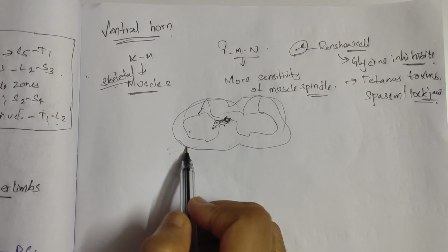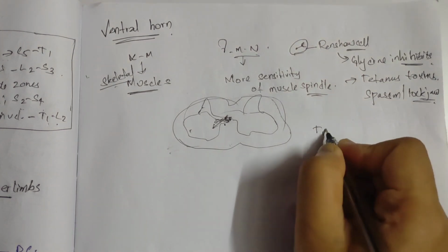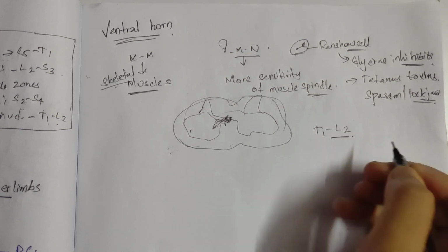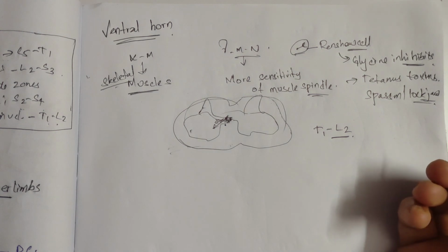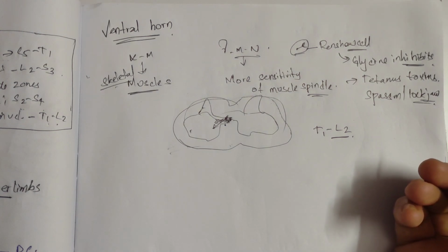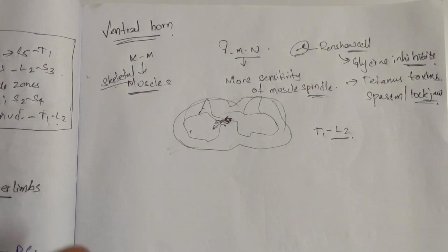And we know that the intermediate zone, which is from T1 to L2, contains preganglionic sympathetic neuron cell bodies and Clarke's nucleus. We also know that it sends unconscious proprioception. So next we'll discuss the neural systems in another video.